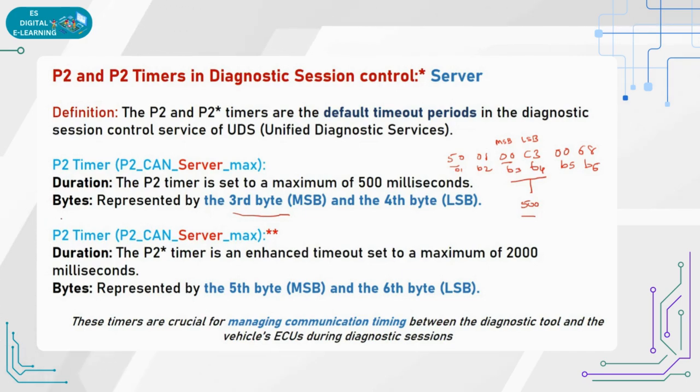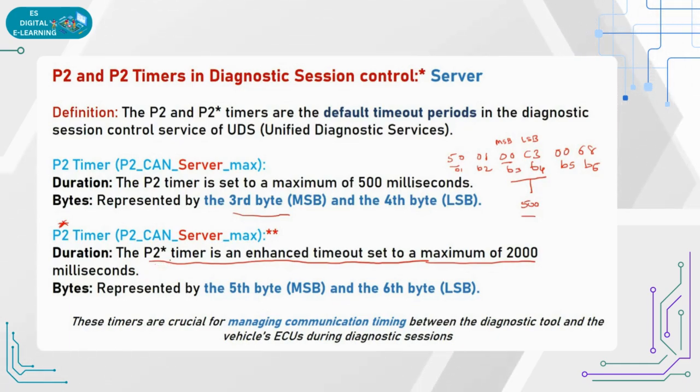Next is the P2 star timer. The P2 star timer is the enhanced, or extended, timeout set to a maximum of 2000 milliseconds. Underline this, it is important. Now byte 5 and byte 6 are there, so this will come as part of the 2000 milliseconds.